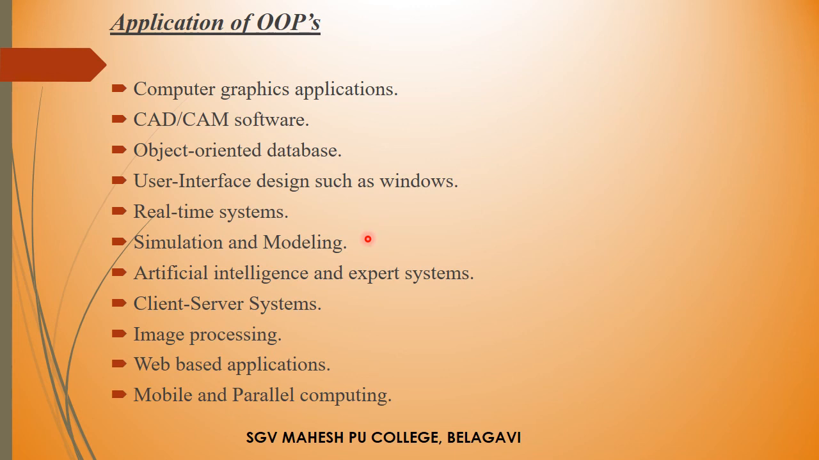and modeling. It could also be used to design artificial intelligence and expert systems. We can also use OOPS for client server systems, for web-based applications, for image processing, and mobile and parallel computing. So these are some of the applications which we use for object-oriented programming.